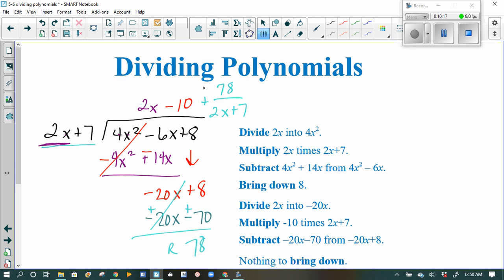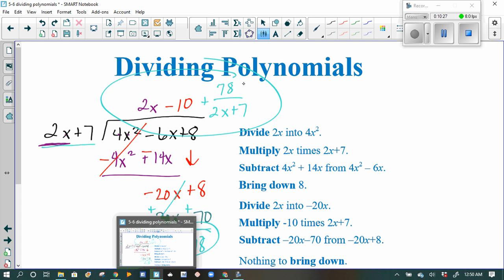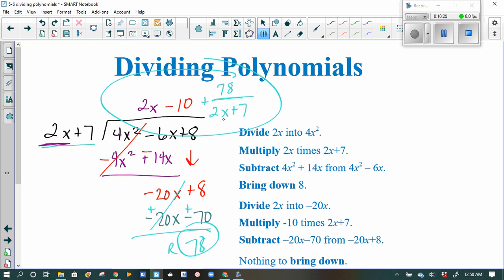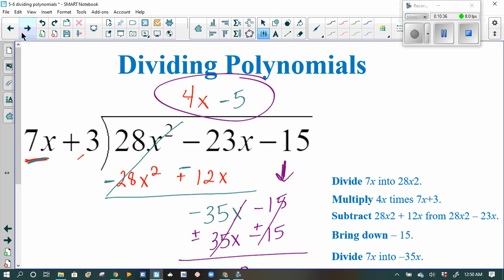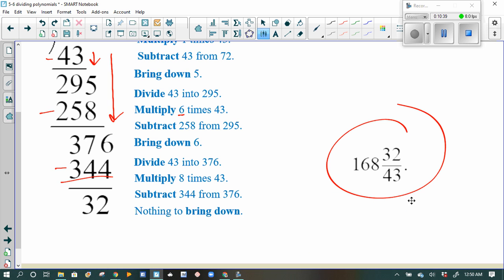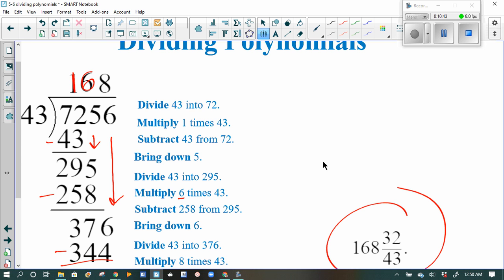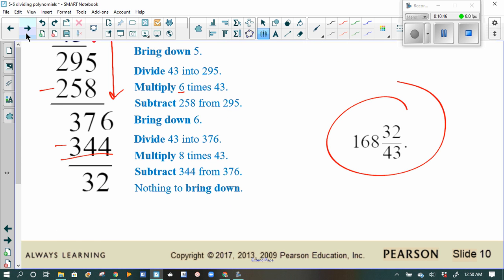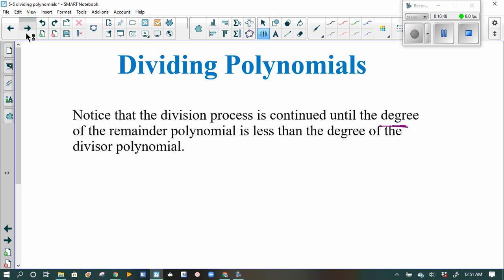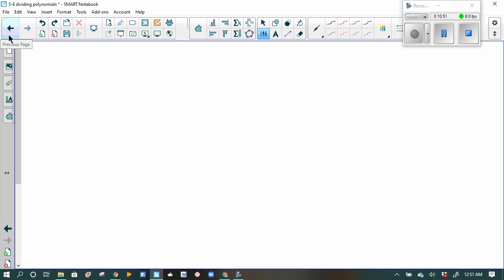Let me erase that because that didn't work out. There's your answer. So once there's nothing to bring down, then you just flat out have your remainder. Bring it to the top over 2x plus 7. And if you think about the previous example where we had the remainder with that long division problem, that was numbers. The remainder was your numerator, and then the 43 was your denominator. And that is how you do those.